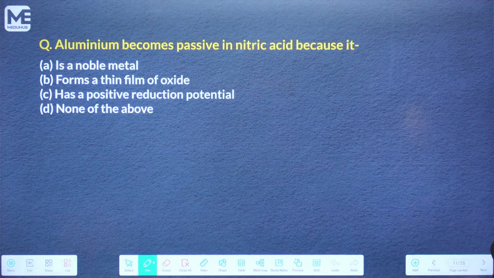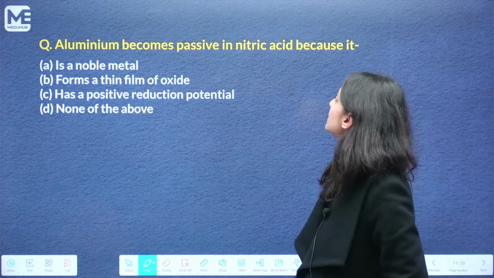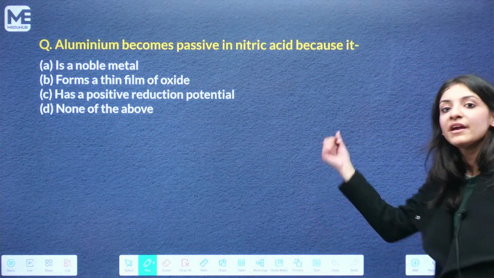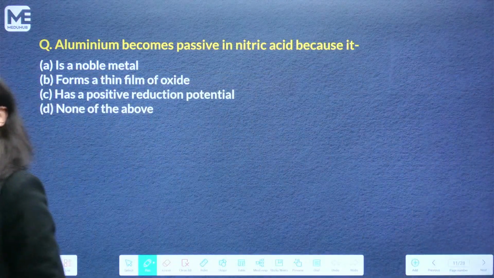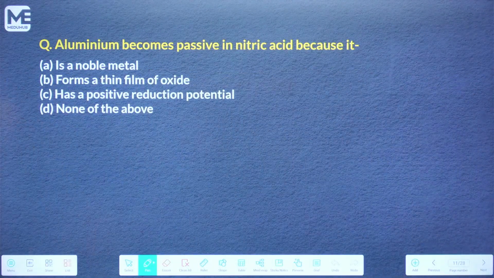Moving on. Aluminium becomes passive in nitric acid. This we have done in the class. Can anybody answer? Nitric acid is an oxidizing agent and aluminium becomes passive. Why?